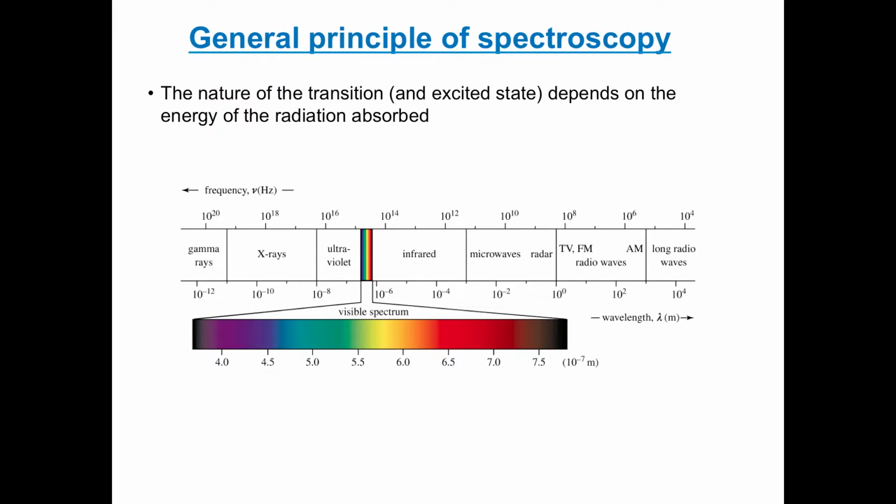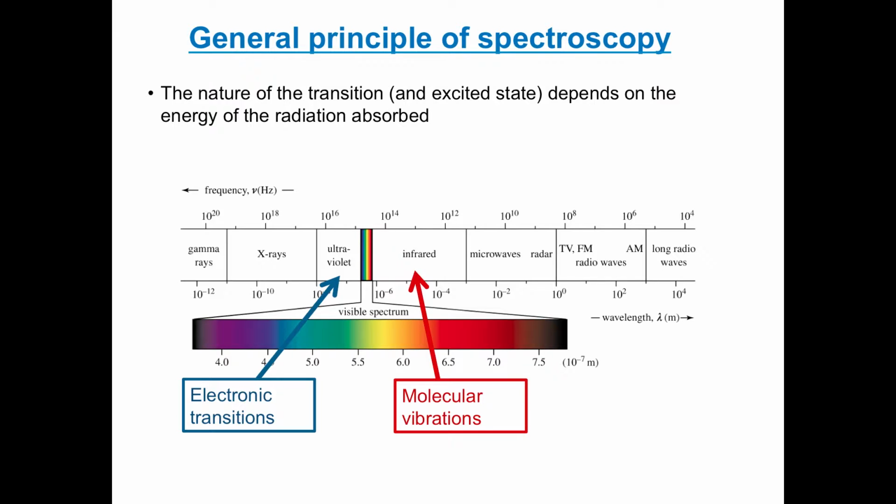So the nature of the transition and the nature of the excited state depends on what type of light is absorbed. For example, here's our electromagnetic spectrum again. If you shine UV light onto the molecule and the molecule absorbs UV light, then the excited state it gets promoted into will be related to electronic transitions, so electrons getting promoted up into higher energy orbitals. That type of transition corresponds to UV light. If a molecule absorbs infrared light, then it will be promoted into an excited state which is a different vibration mode. The difference in energy between vibration modes typically corresponds to infrared light.